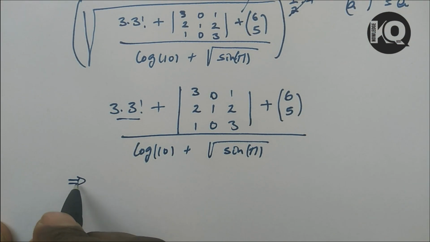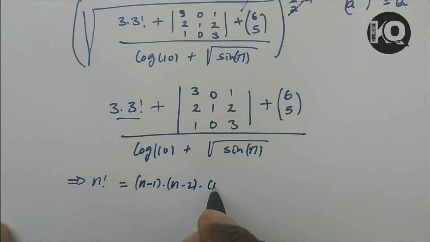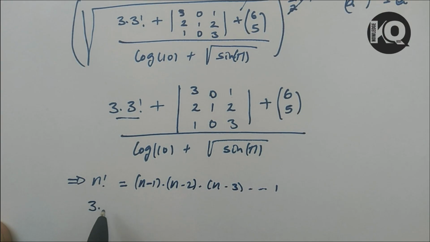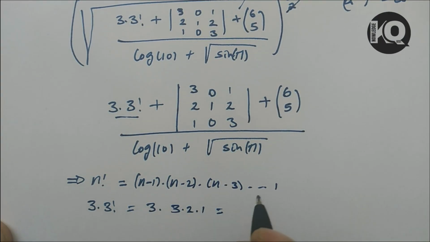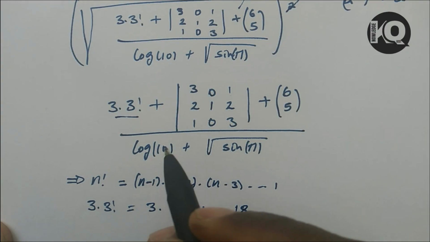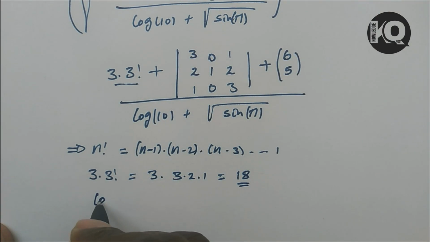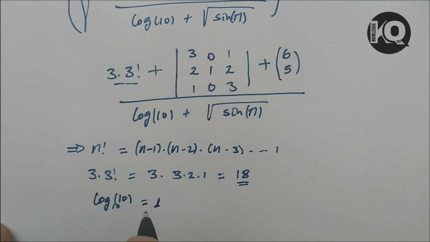If we are given n factorial, n factorial is n times n minus 1 times n minus 2 times n minus 3, down to 1. In our case, we have 3 times 3 factorial, so it will be 3 times 3 times 2 times 1, which is 3 times 6, that is 18. So we have finished this part. Let's continue with the logarithm. Simply, log of 10 to the base 10 is 1.